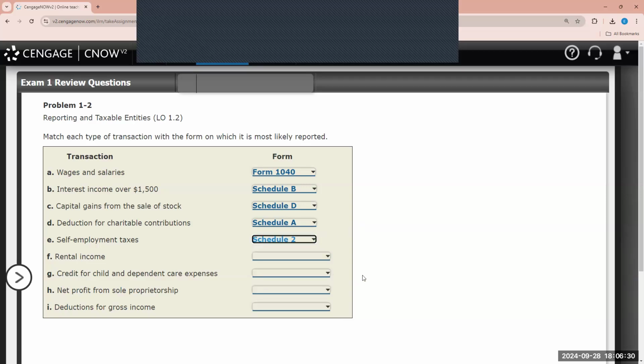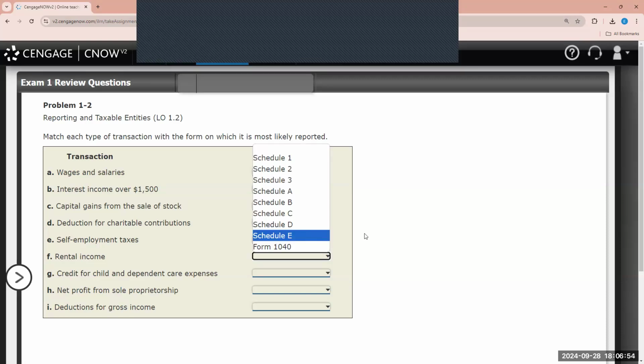Self-employment taxes would be on Schedule 2. The primary purpose of Schedule 2 is to report additional taxes beyond basic income tax, such as alternative minimum tax and repayment of excess advance premium tax credit. So if you receive a Form 1095-A and you need to repay a portion of it, that goes here. Self-employment taxes and household employment taxes are examples of those additional taxes.